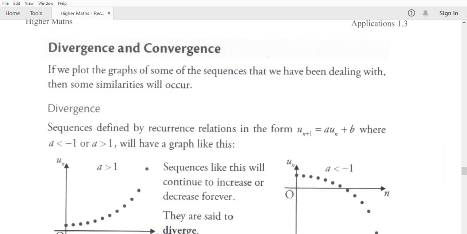Hello and welcome back to Higher Maths Recurrence Relations. Today we are going to look at the limit of a sequence.